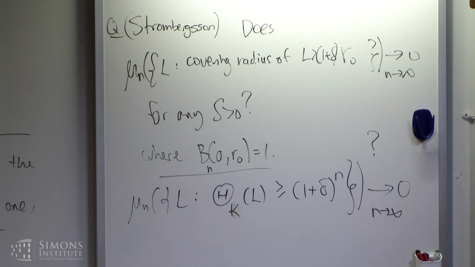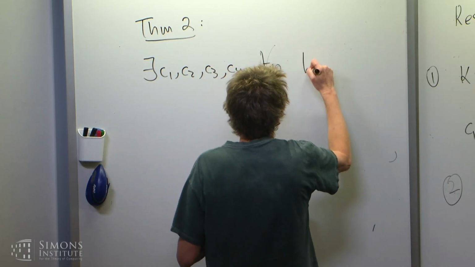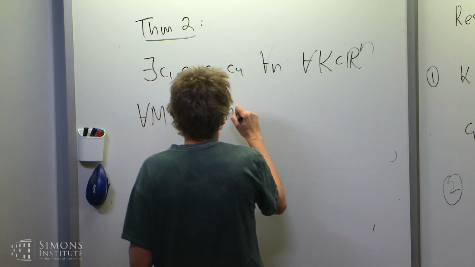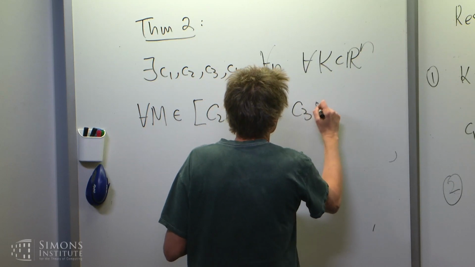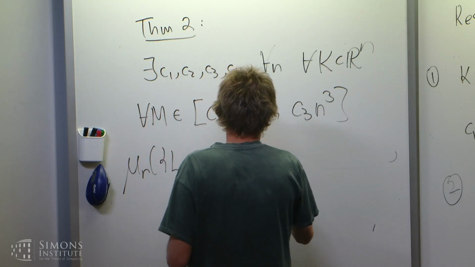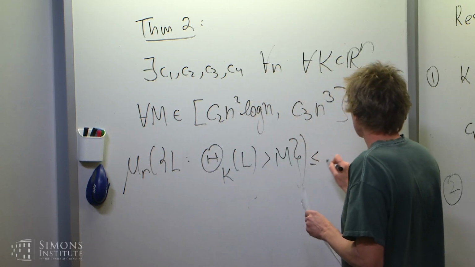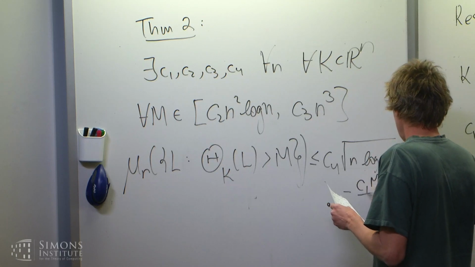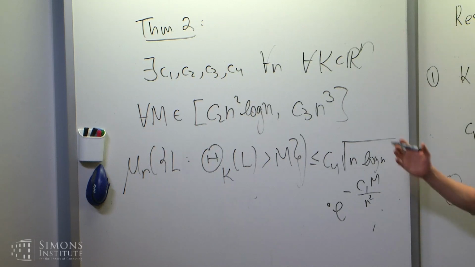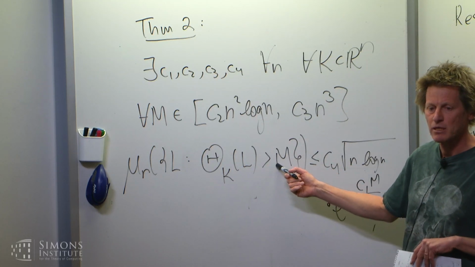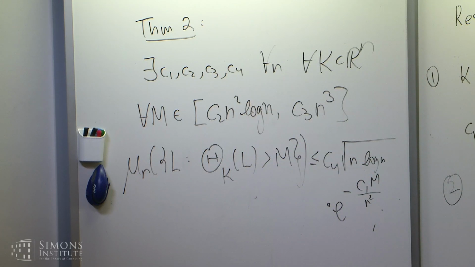So I'll call that PO2. So there are 4 constants, C1, C2, C3, C4, such that for all n, for all convex bodies K in Rn, for all numbers m in the regime n squared log n and n cubed, the probability that the covering density is bigger than m is bounded above. Apologize for this expression. So we're giving you an upper bound on the probability with respect to this measure that the covering density is bigger than a parameter m. M is in the regime between n squared log n and n cubed.